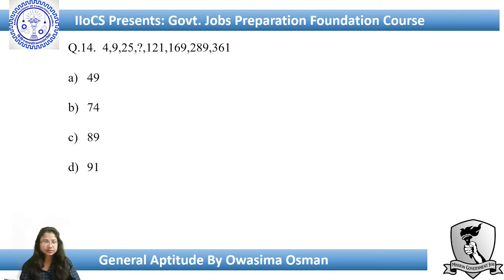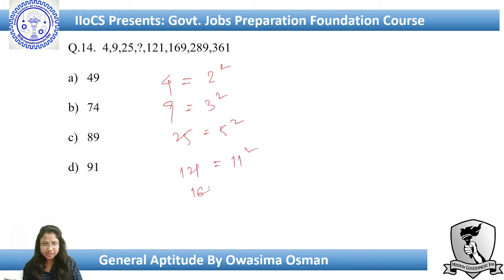Next, 4, 9, 25. So it is very clear that all the numbers are squares of numbers. 4 we can write as 2 square. 9 is 3 square. 25 is 5 square. 121 is 11 square. 169 is 13 square. 289 is 17 square. And 361 is 19 square.